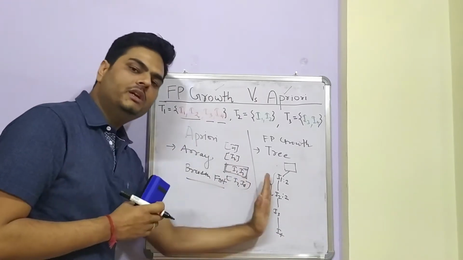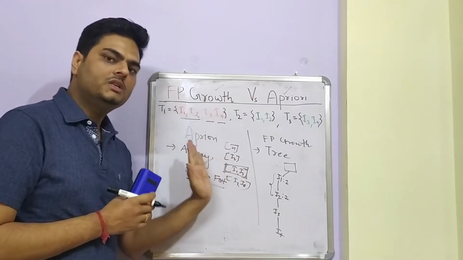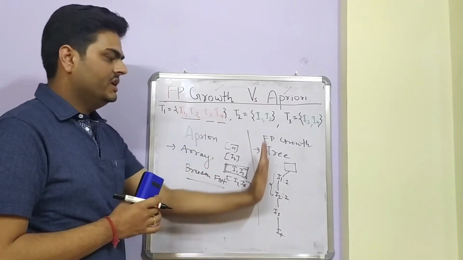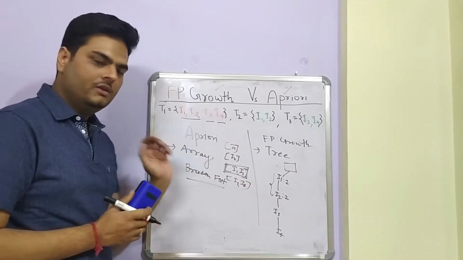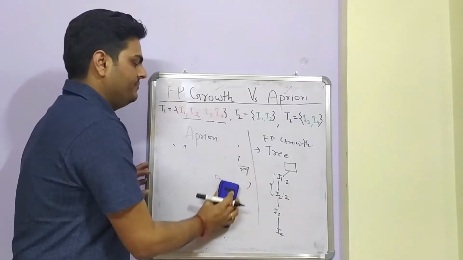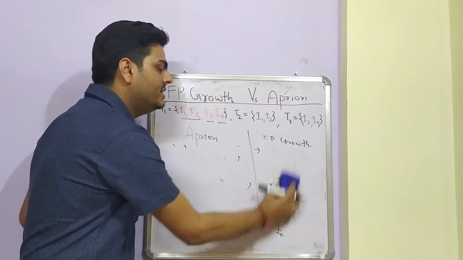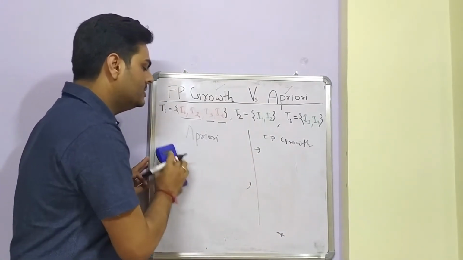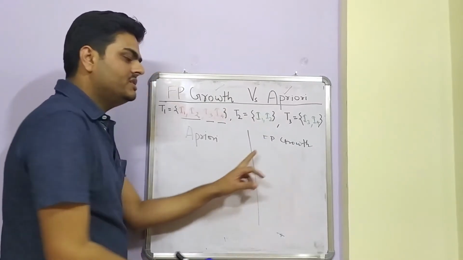So this is the basic difference between these two algorithms. One is breadth first, one is depth first. Here tree is created, here array is created. Moving on to the next difference. Since there is no candidate tree creation in FP growth, hence this is a faster process.